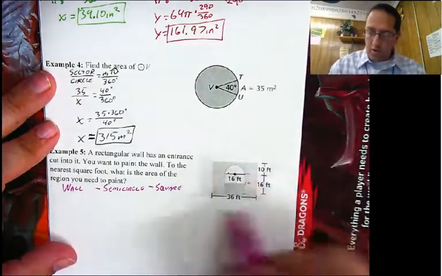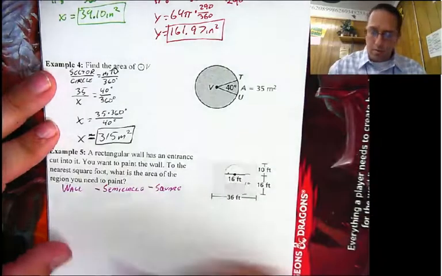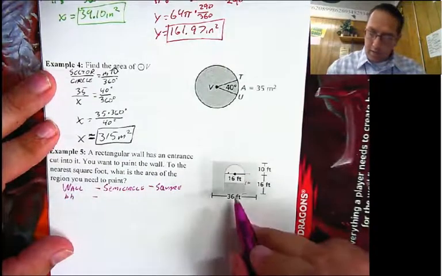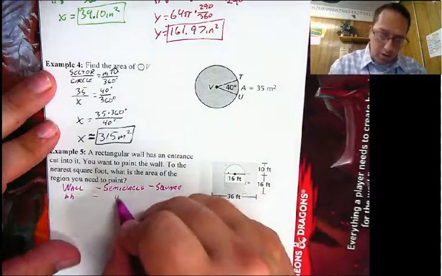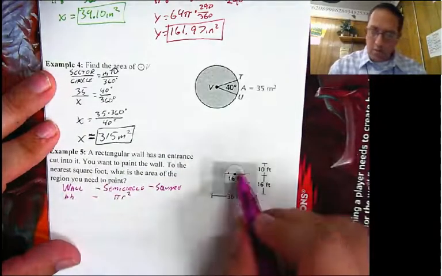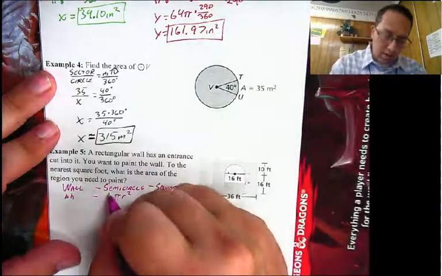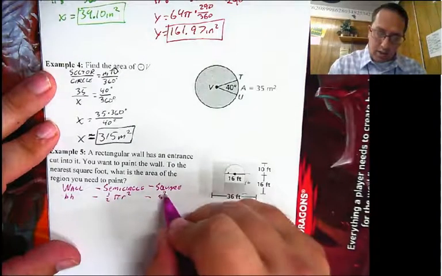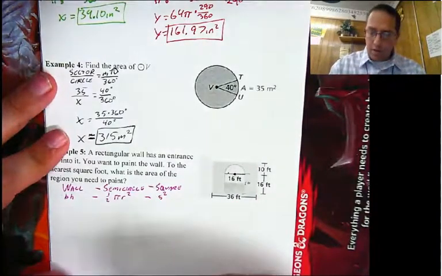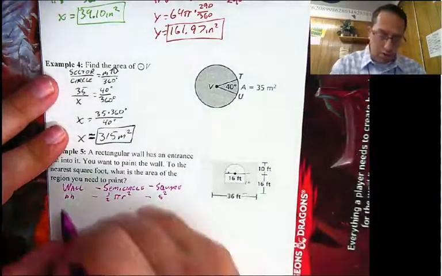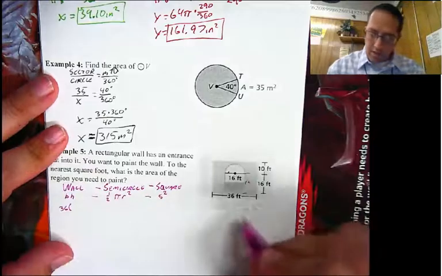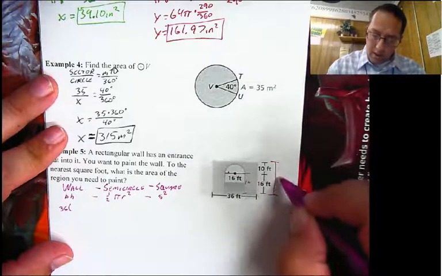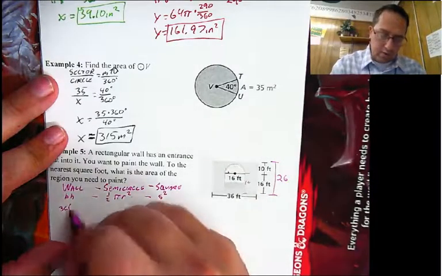Okay, so for the whole big wall, that is a rectangle, so that is base times height. For the semicircle, well, for a circle, it would be pi times r squared, right? We have just half of a circle, so we're going to cut that in half. So times 1/2. And for the square is side squared, right? So let's start plugging stuff in. For the wall, base, 36. Times the height. Oh, it didn't give me the height. Ah, but over here it did. We have 10 and 16, so this is 26 for the whole thing.